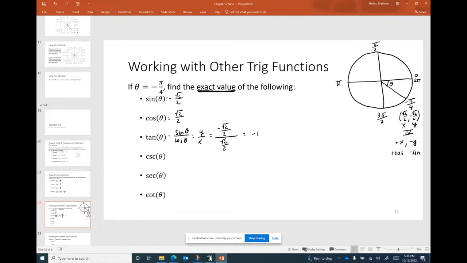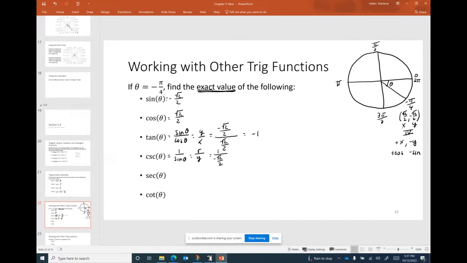All right. Now to find the cosecant, there are two ways to do that. Its identity definition is 1 over the sine of theta, and its ratio definition is the radius over y. So I can do this either way. My radius is, of course, 1, so my cosecant is 1 over the sine. That's going to be 1 over negative square root 2 over 2.